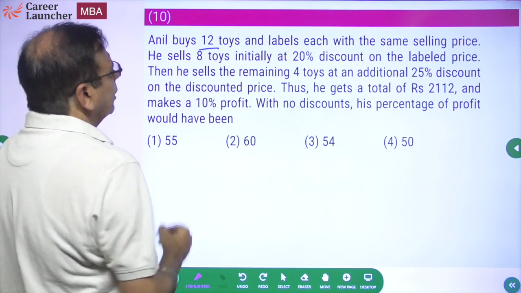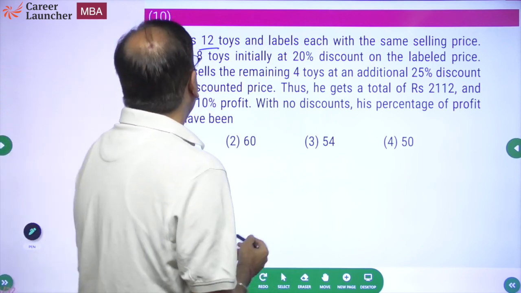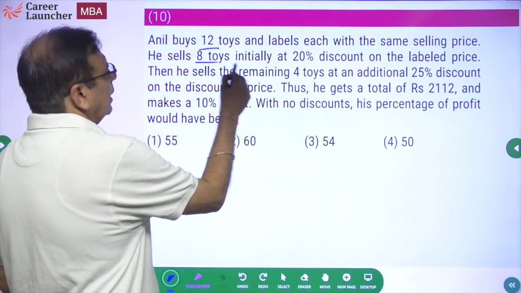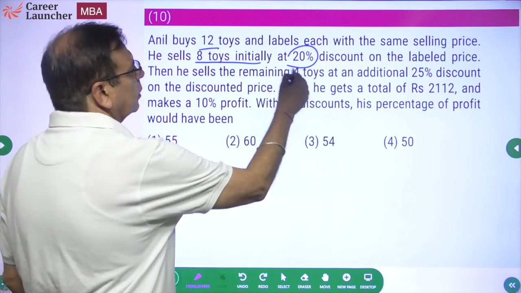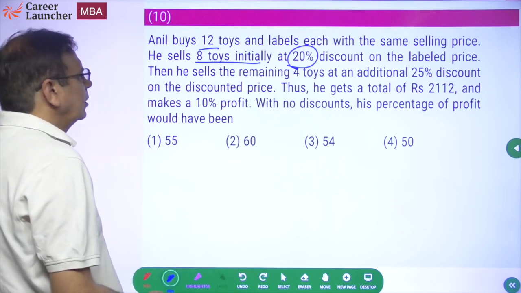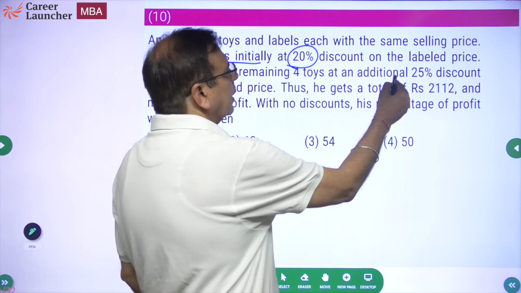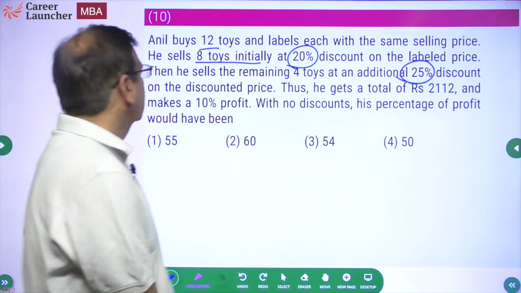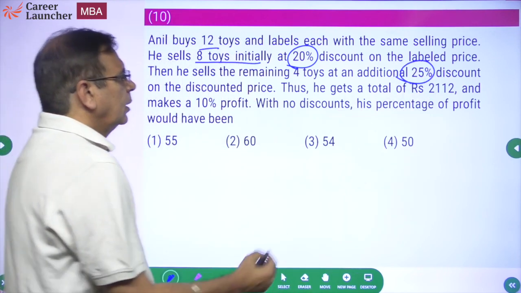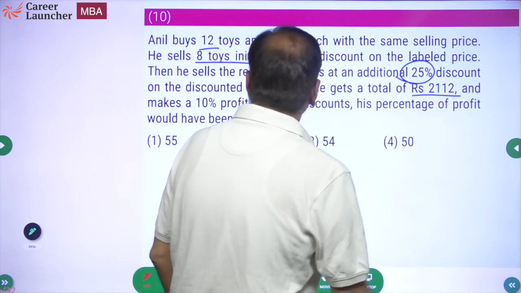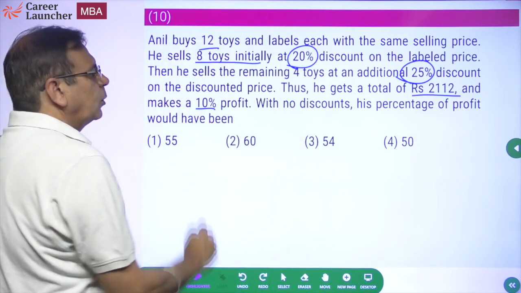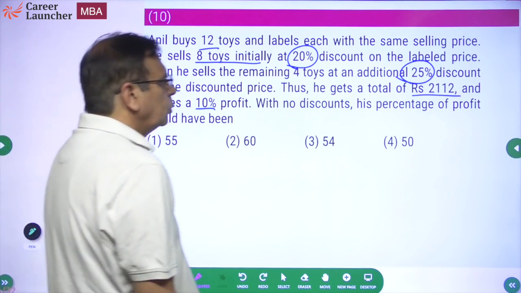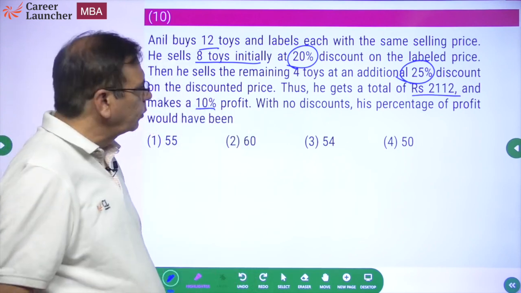Anil buys 12 toys and labels each with the same selling price. He sells 8 toys initially at a 20% discount on the label price. Then he sells the remaining 4 toys at an additional 25% discount. Thus he gets a total of rupees 2112 and makes a 10% profit. With no discounts, what would his percentage profit have been?